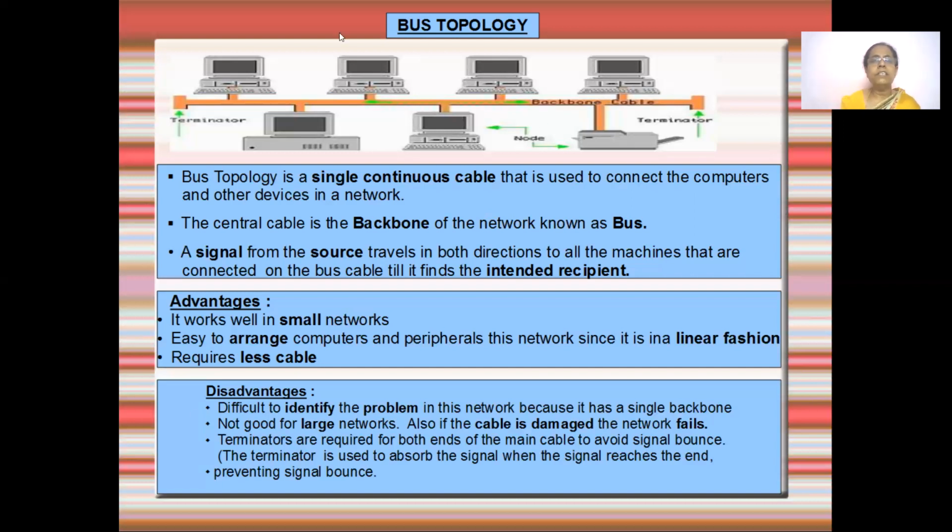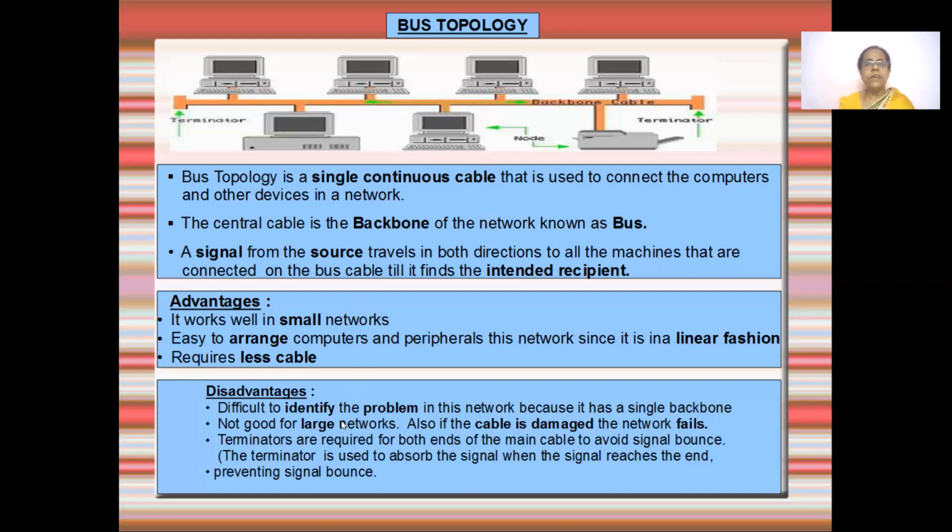The advantages: it's a small network, easy to arrange, and all these computers can use a single peripheral. That means a printer can be attached and anyone can print with this printer. So they have a single printer or a single scanner. So it saves space, and it's in a linear fashion. And so we need just very less cable wire to arrange this.